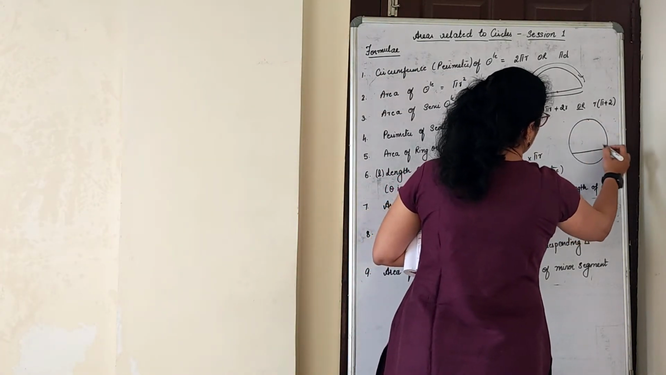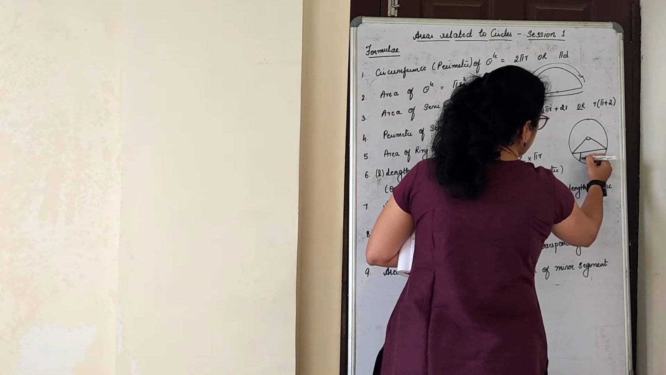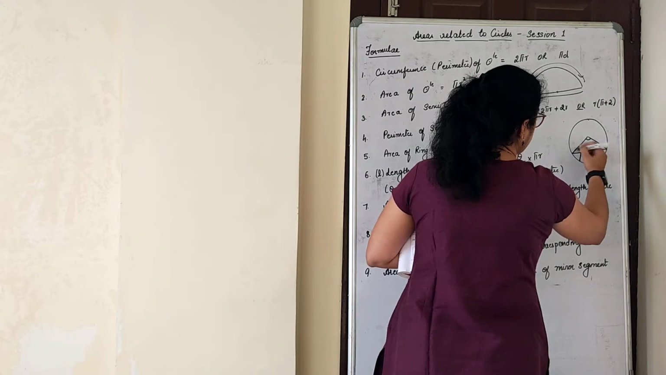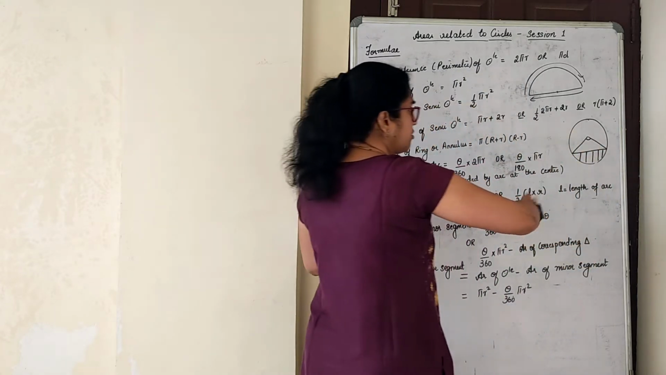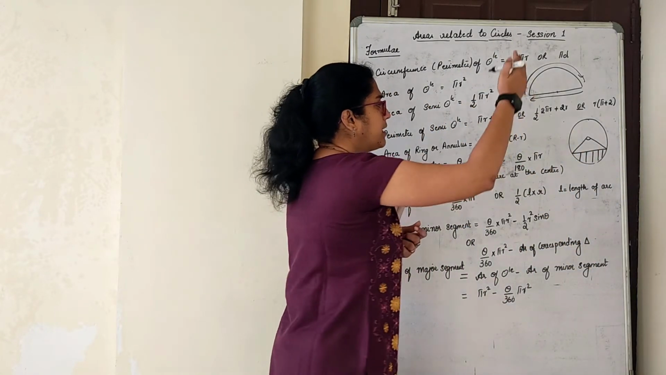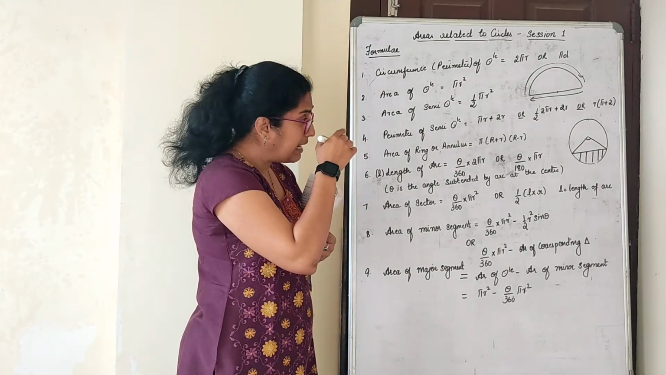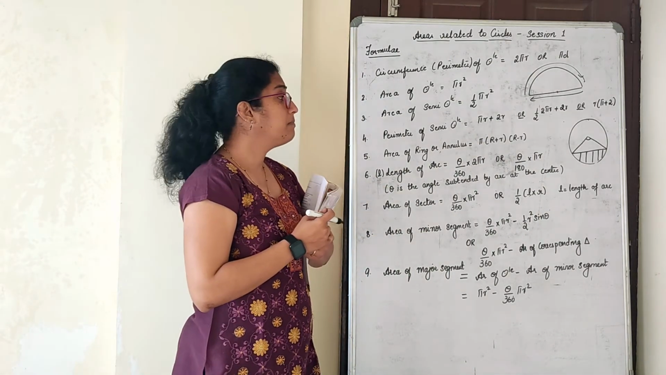The region bounded by a chord, and always one angle should be there. This is a minor segment. Or the region bounded by the chord and the major part is called a major segment. The shaded portion is a minor segment.